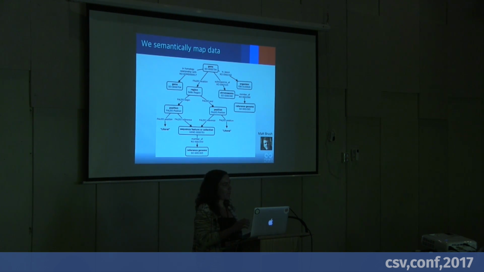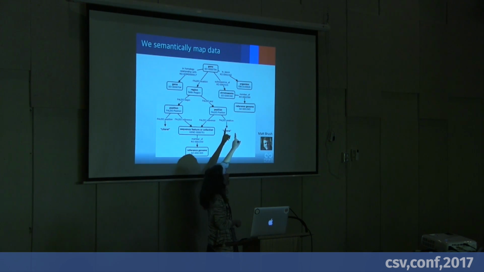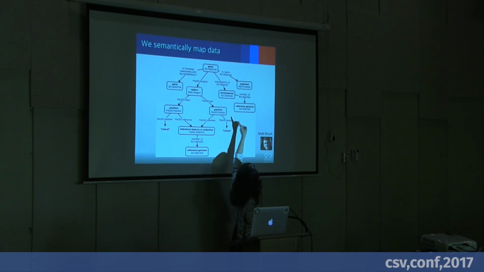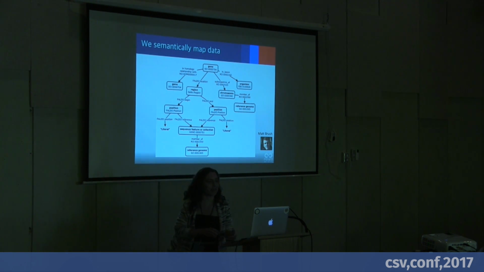And this is the RDF triple again with the subject, predicate, object, where the subject here at the top is the gene, and then the predicate is the relationship. If we look at that one, the relationship there is subsequence of, and then chromosome is the object. So we're saying that a gene is a subsequence of a chromosome, and a chromosome, for instance, is a member of a reference genome. So this is how we're semantically mapping out the data in this pipeline.